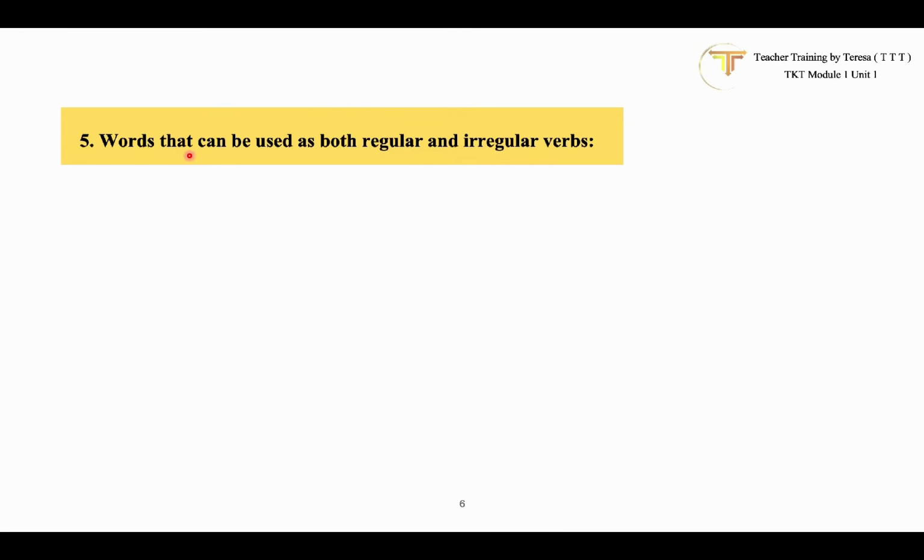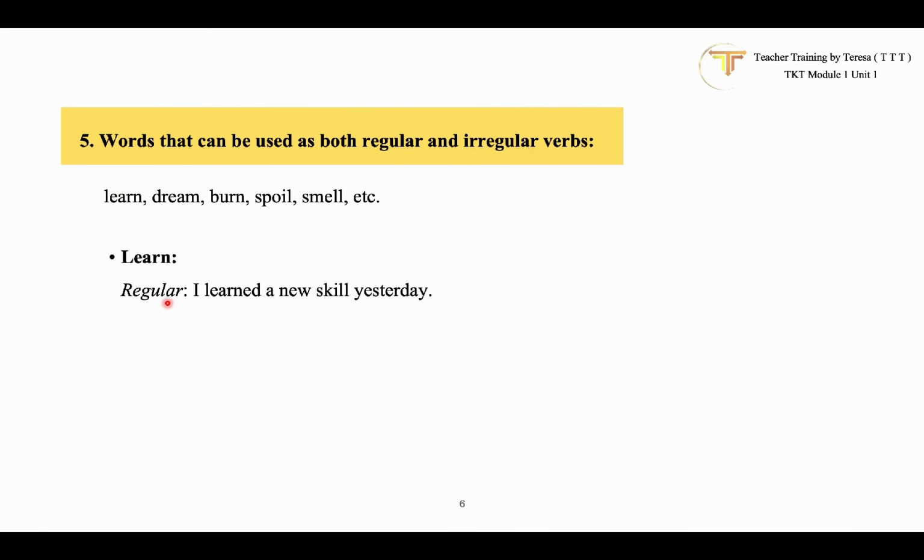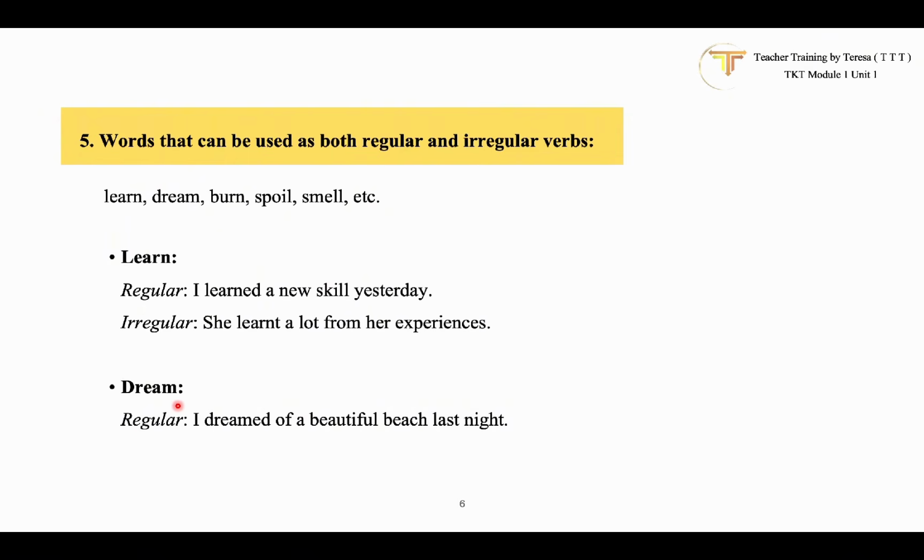5. Words that can be used as both regular and irregular verbs. Learn, dream, burn, spoil, smell, etc. Learn. Regular. I learned a new skill yesterday. Irregular. She learnt a lot from her experiences. Dream. Regular. I dreamed of a beautiful beach last night. Irregular. She dreamt about her friend yesterday.